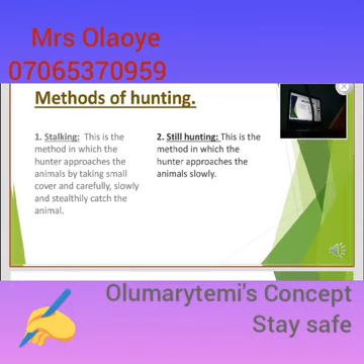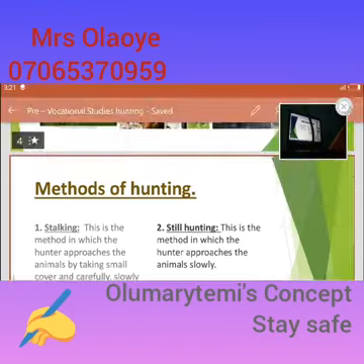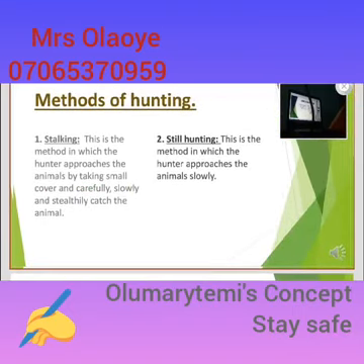So that is stalking. The second method is what? Still hunting. Still hunting is a method in which the hunter approaches the animal slowly. Here, you just go gently, approach him slowly and get it immediately. It's a bit different from stalking, because in stalking you have to take some cover.